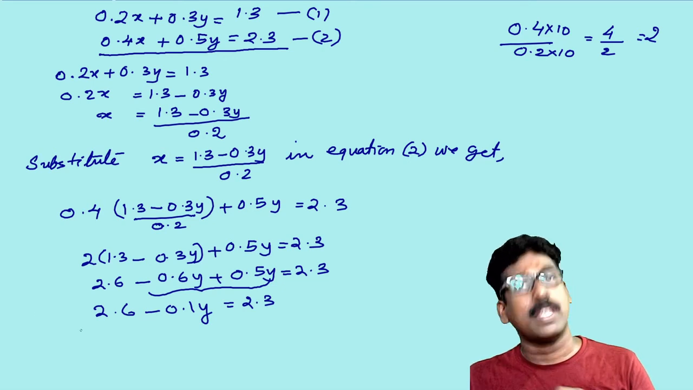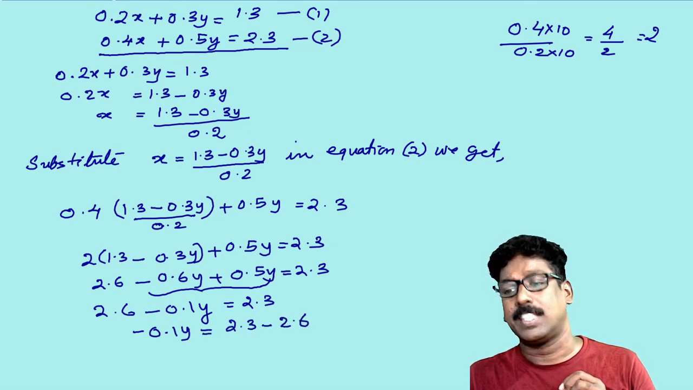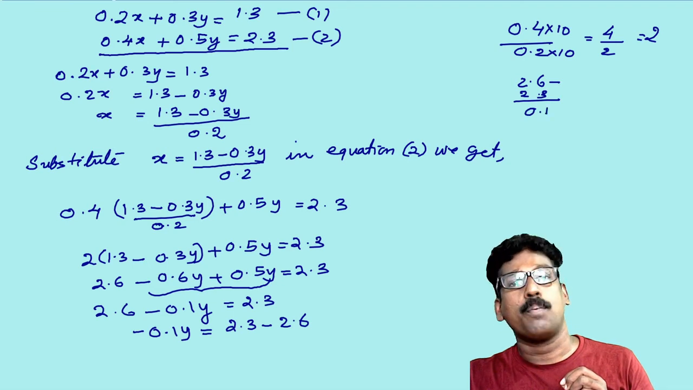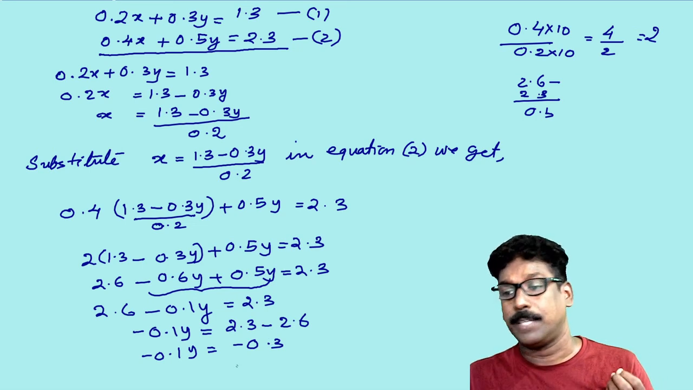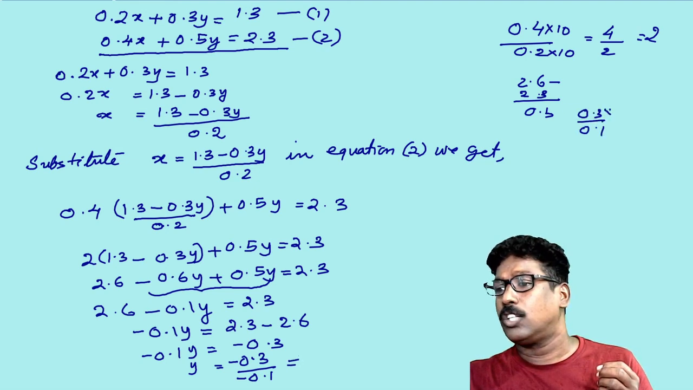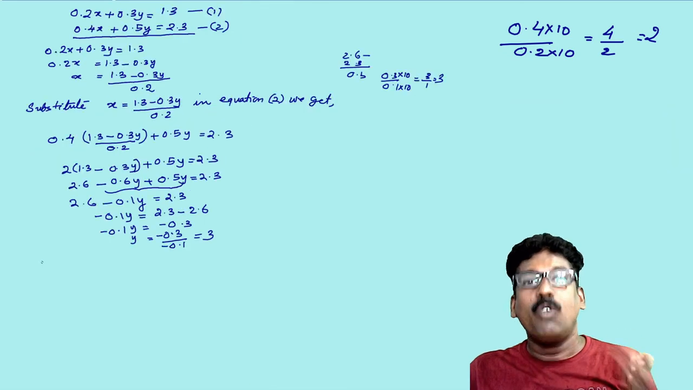Now transpose 2.6 to the other side, that is minus 0.1y is equal to 2.3 minus 2.6. Now, 2.6 minus 2.3, what will you get? This is 0.3. So minus 0.1y is equal to minus 0.3, because 2.6 is bigger than 2.3. So y you can write as minus 0.3 by minus 0.1, which is equal to 0.3 by 0.1. Multiply 10 to both numerator and denominator, which is equal to 3 by 1, which is equal to 3. So y you will get as 3.